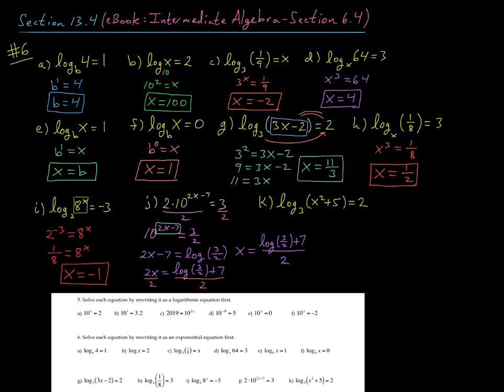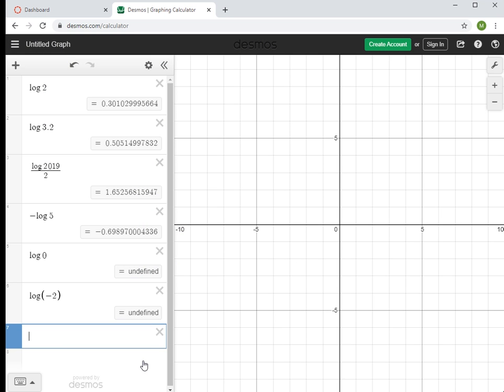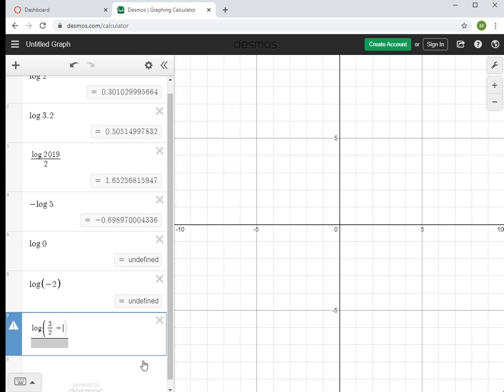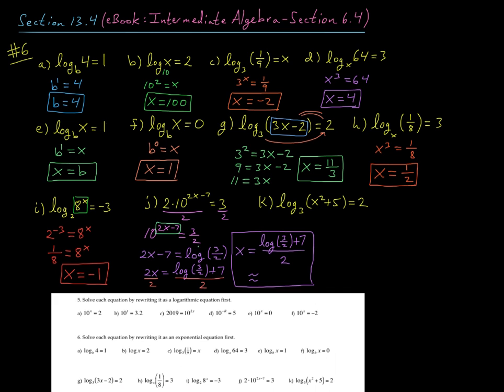Now if I would like, I could use my calculator to approximate this. To do that, I could just type it in exactly as it looks. So we're looking at the log of 3 over 2, plus 7. Oh, nope, got to get out of those parentheses, right? Plus 7. There we go. And then got to divide that by 2. So we're getting about 3.588. And that would be our approximation to the nearest thousandth.